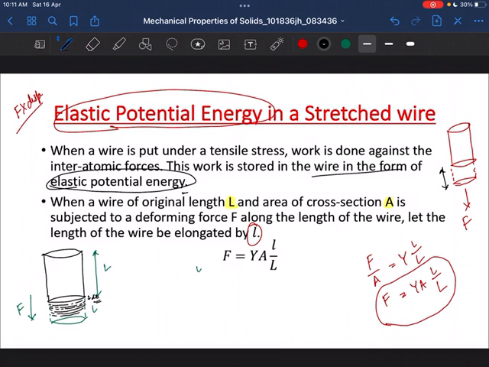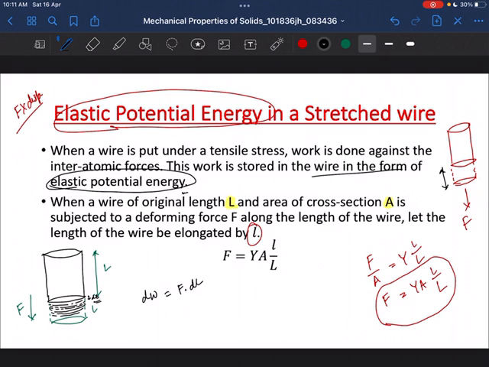Okay. So now the work done we have is dW. It is given by F into dl. That is the work done for a small amount dl of deformation, but the total deformation is l. So from here we have the limits from 0.